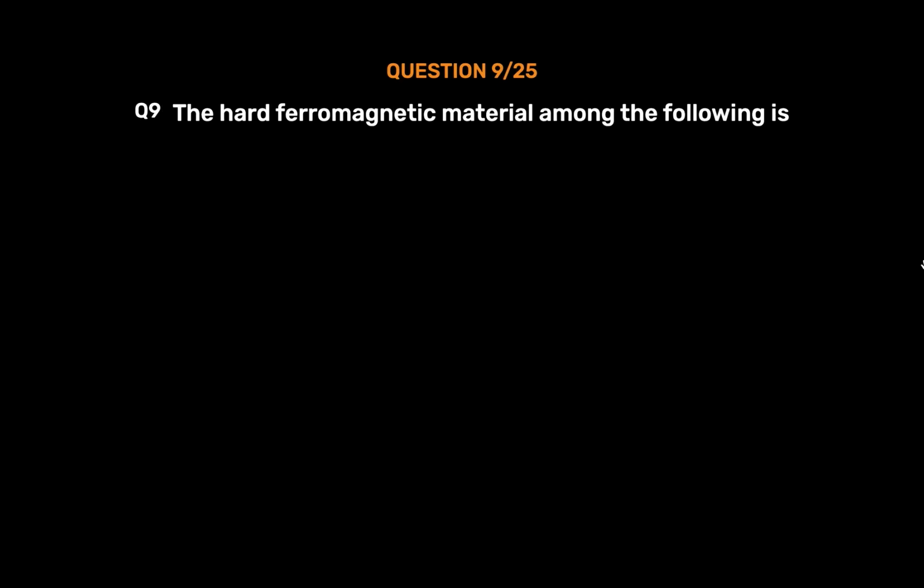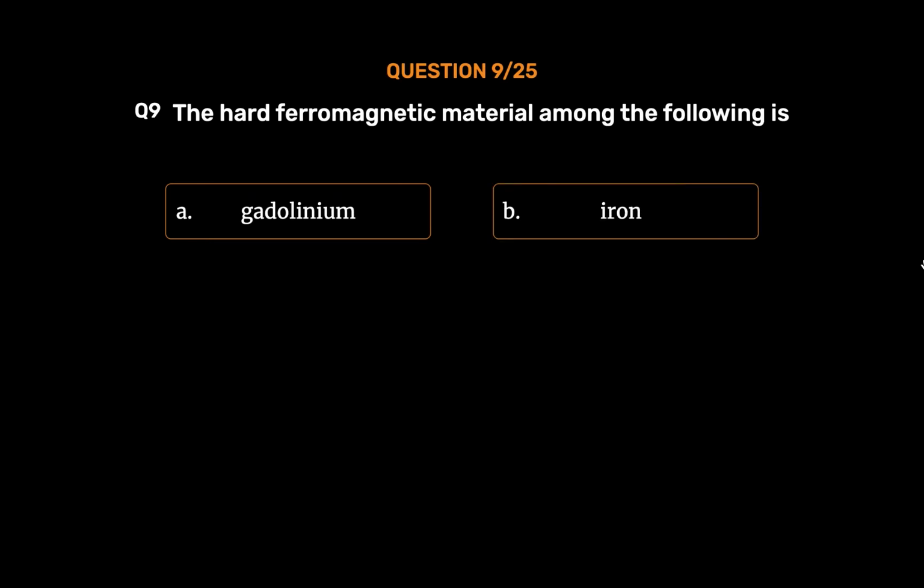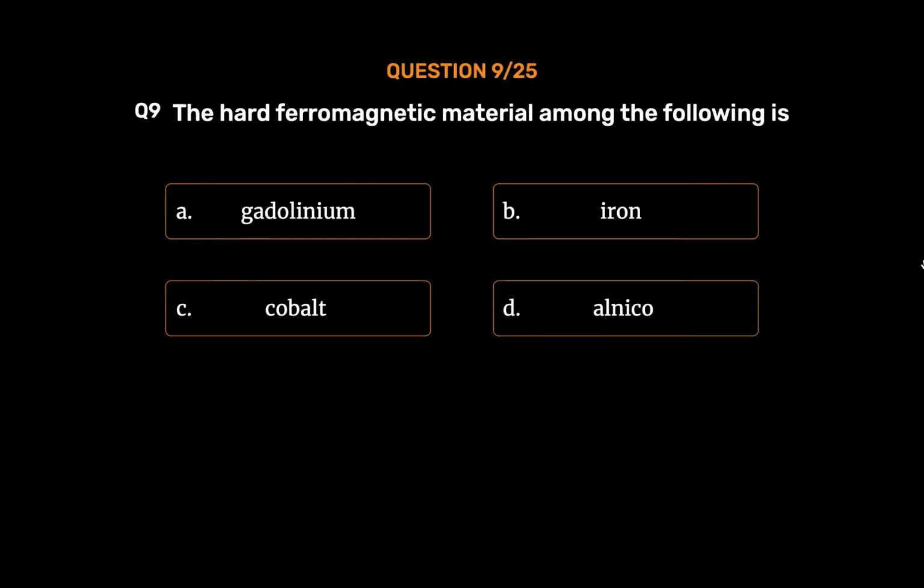Question number 9. The hard ferromagnetic material among the following is: Option A, gadolinium. Option B, iron. Option C, cobalt. Option D, alnico. The correct answer is Option D, alnico.